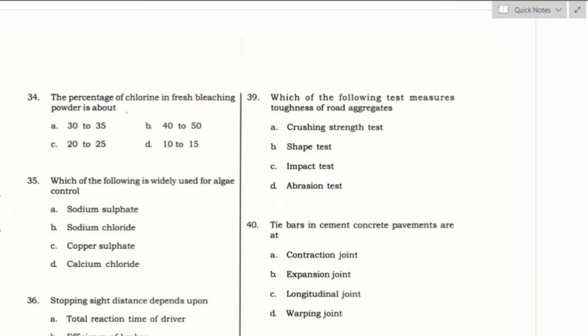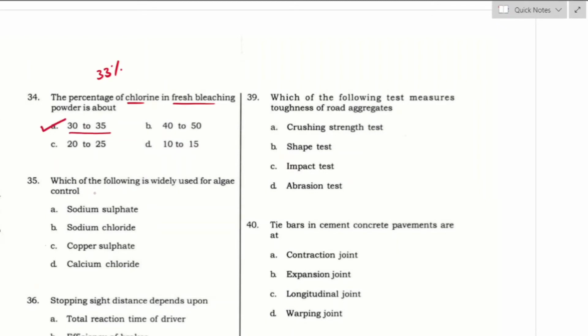Question number 34. The percentage of chlorine in a fresh bleaching powder is. In fresh bleaching powder, normally the chlorine content is about 33%. It is unstable in nature, and as time passes, the chlorine content reduces. So it will be around the range of 30 to 35. Option A will be the right answer.